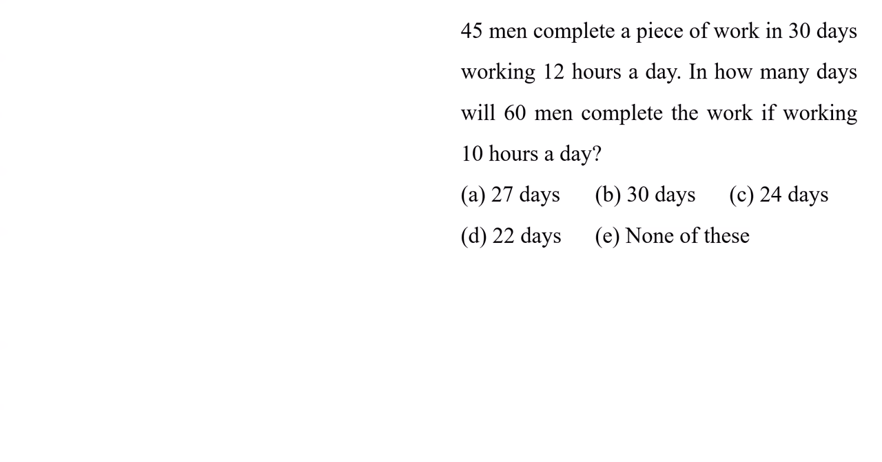Now this one is related to the chain rule. 45 men complete a piece of work in 30 days, working 12 hours a day. In how many days can 60 men complete the work if working 10 hours a day? We can use the chain rule or we can attack it directly also. Like 45 men, how can we do it directly? 45 men, 30 days, each day 12 hours means 30 into 12, 360 hours, right?